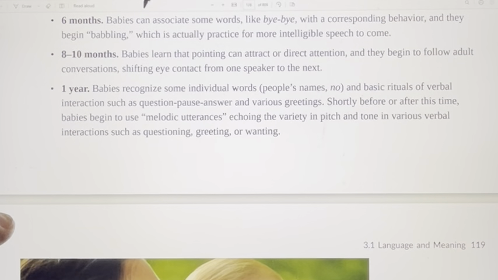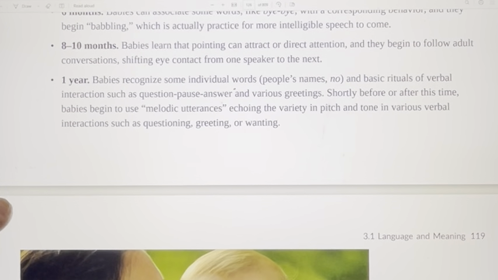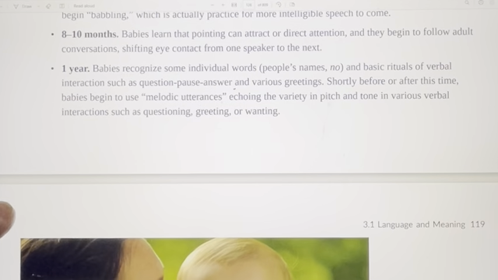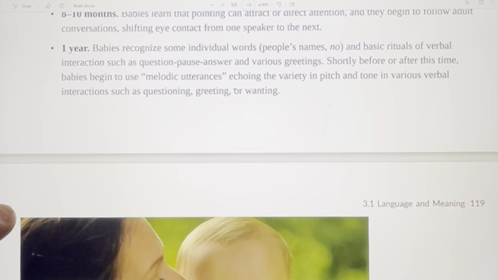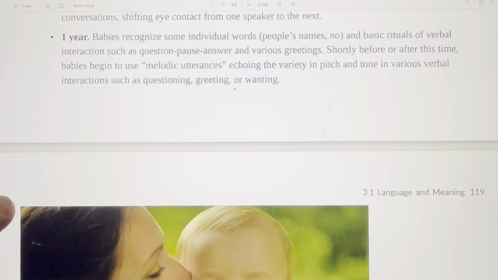8 to 10 months, babies learn that pointing can attract or direct attention, and they begin to follow adult conversations, shifting eye contact from one speaker to the next. That's one thing we look for in diagnosing autism: they either don't point or they don't respond to pointing, and they don't seem to understand it. It's not a complete rule in or rule out, but it is something we look for.